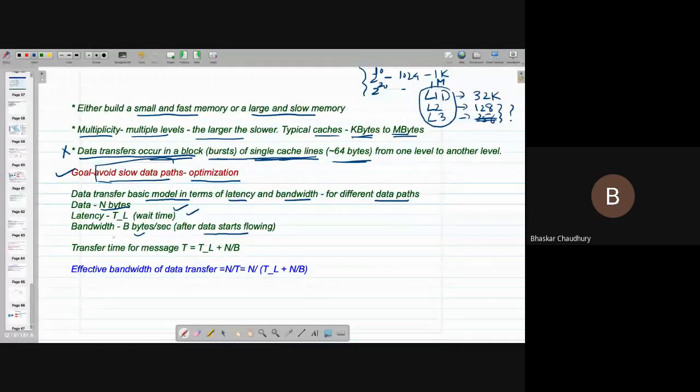Now, what will be the total transfer time for the message? It will be T_L, the latency, plus how much data you want to get, n bytes, at the rate I am getting it, so n divided by B. Both are in seconds. Now, what will be the effective bandwidth of data transfer? That is the total data received, n bytes, divided by the total time, T_L plus n/B. That's the effective bandwidth. This model works for most scenarios if you want to model data paths in terms of effective bandwidth. Is this part clear to all of you up to this point?